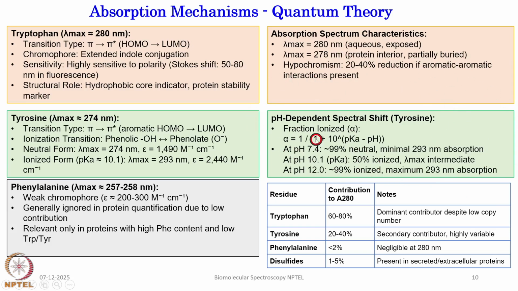So, if we are changing the pH of a protein where tyrosine is there, this factor also has to be considered, right. At 280, when we measure the concentration of a protein, you see these 3 amino acids or 4 groups contributing, but the dominant contribution comes from tryptophan.